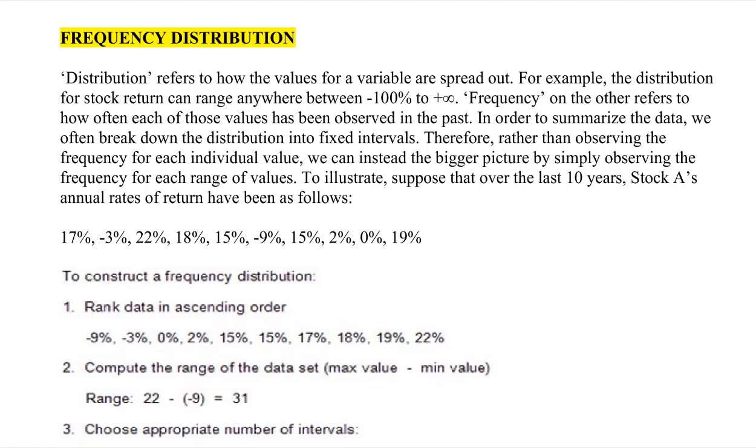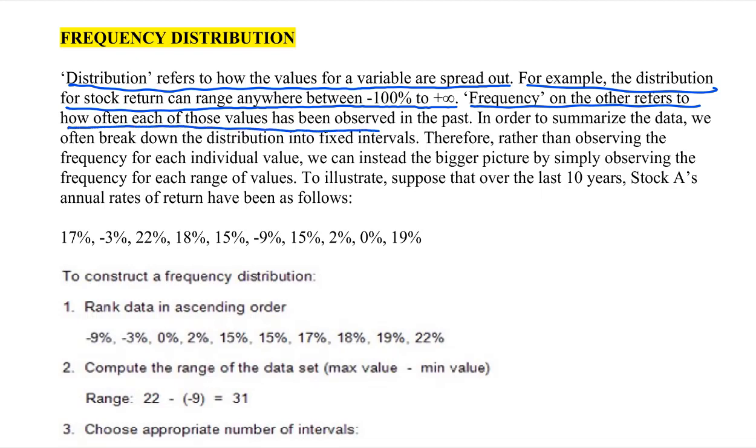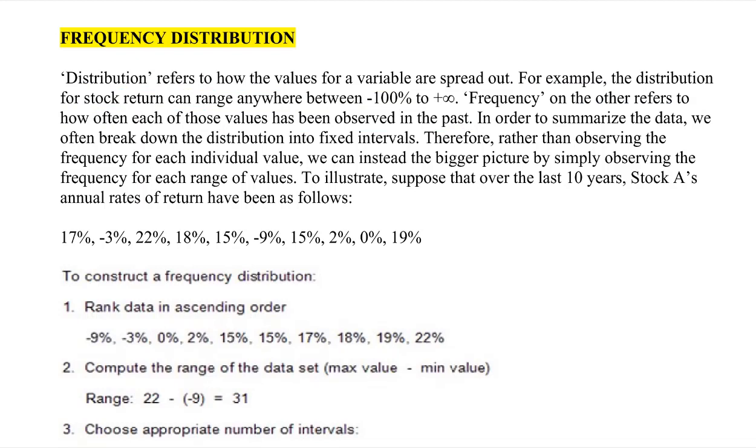Frequency distribution. Distribution refers to how the values for a variable are spread out. For example, the distribution for stock return can range anywhere between -100% to positive infinity. Now, frequency, on the other hand, refers to how often each of these values have been observed in the past. So there's two separate things. Distribution talks about all possible values, but frequency talks about how often these values occur.